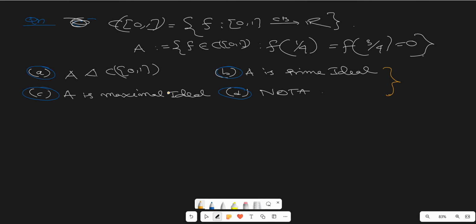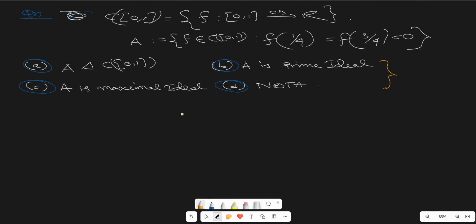So what will be the answer here? Which one will be the answer? Okay, I think we should start. What do you have to check for the ideal? I've given you the definition of the ideal, right? Suppose you have two elements inside the set.